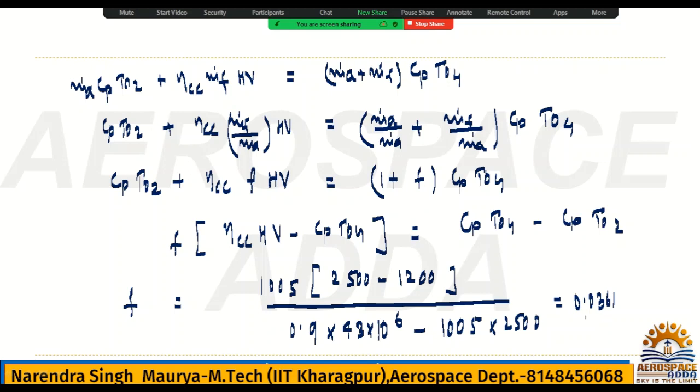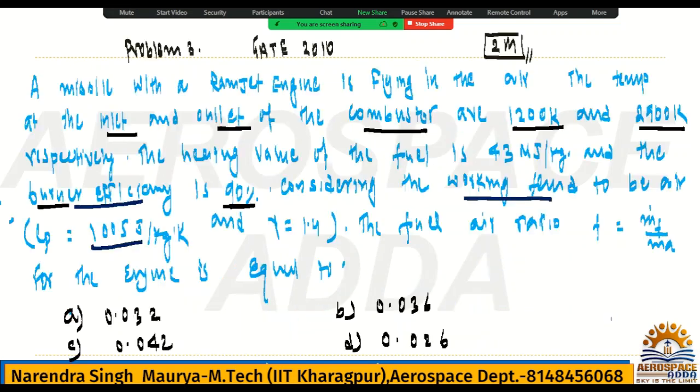It is what we are getting, 0.0361. This is the value, right? Check the option, which one is correct? 0.036. So option D is correct. This one. So what is the correct answer? Correct option is B. Okay, 0.0361. All right.